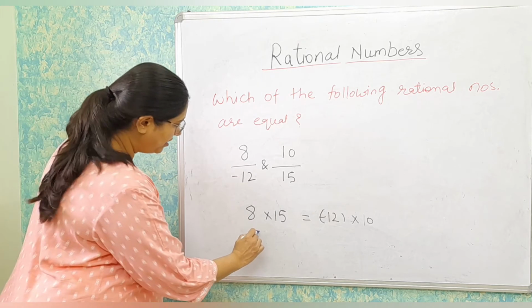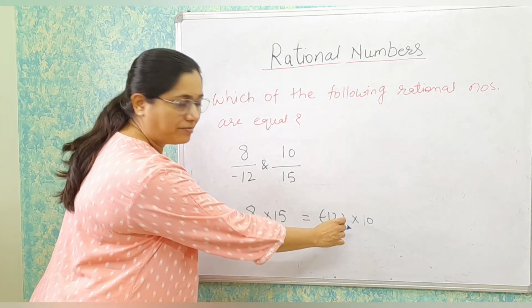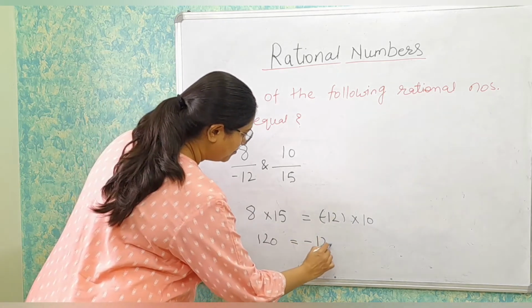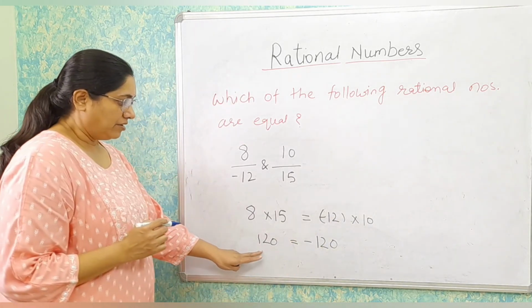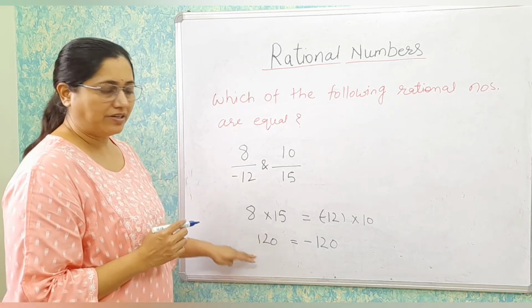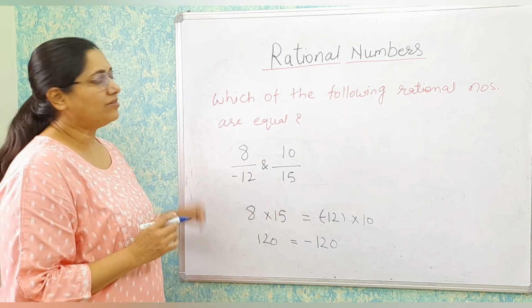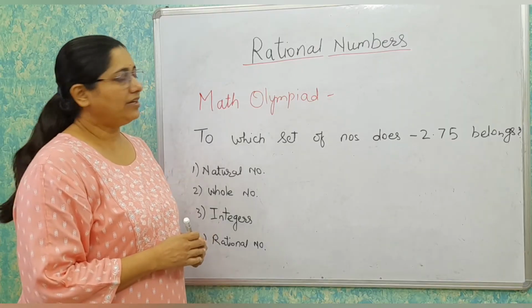Fifteen 8s are 120. Minus 12 multiplied by 10 is minus 120. In both the cases, numbers are same but signs are different. So we can say that these two rational numbers are not equal. Let's move to our last part.